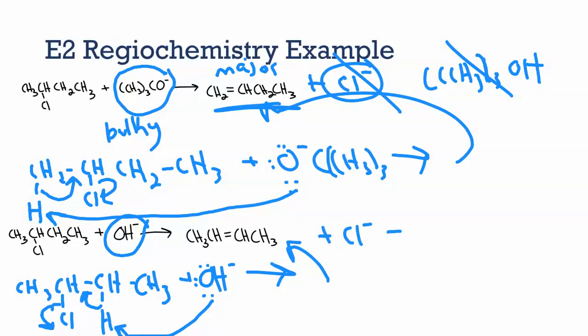Again, chlorine will come off as an anion and will form water. So this is the most stable product, but that is only the major product if we use a non-bulky base. This is less stable, but it'll be a major product if we use a bulky base. Make sense? Any questions?